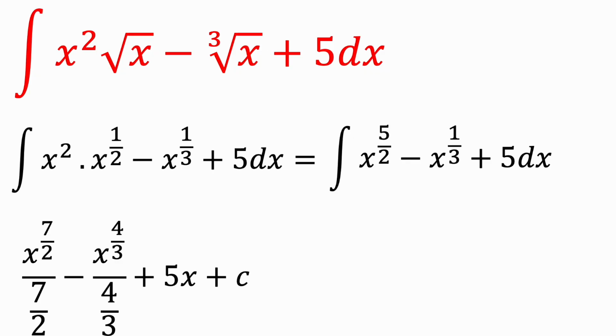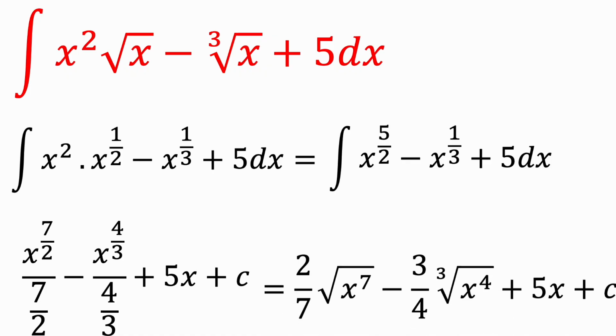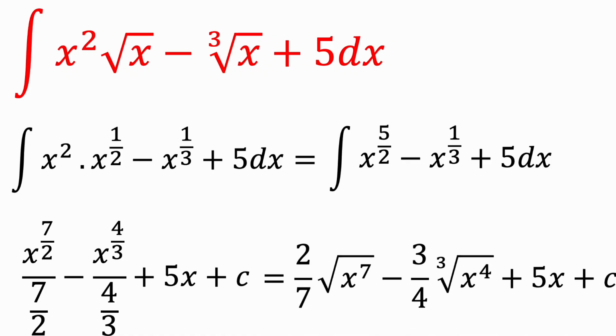Now, to make the answer look neater, since the original problem was given in radical form, I converted the final answer back into radicals as well. It becomes 2/7 times the square root of x to the 7, minus 3/4 times the cube root of x to the 4th, plus 5x.